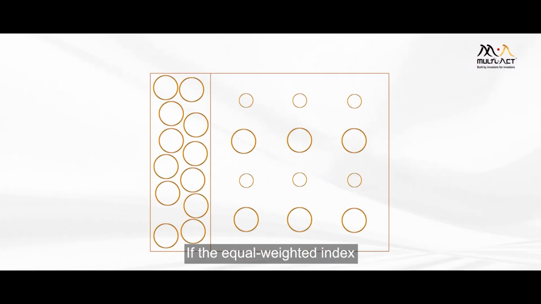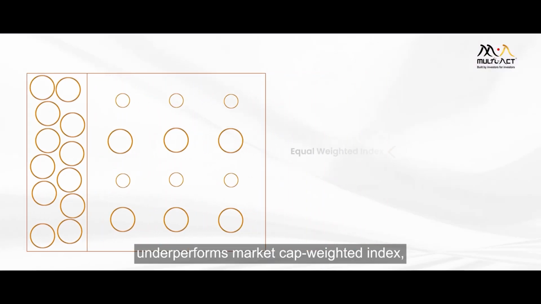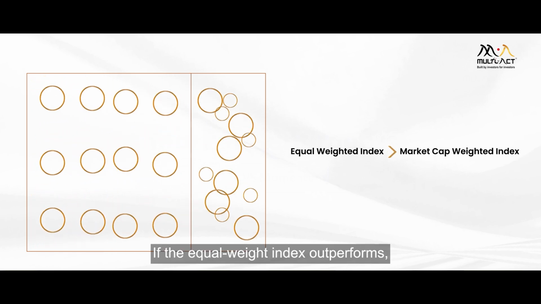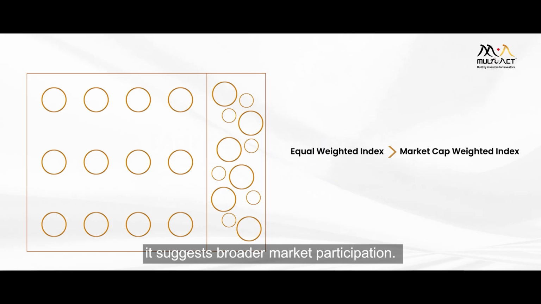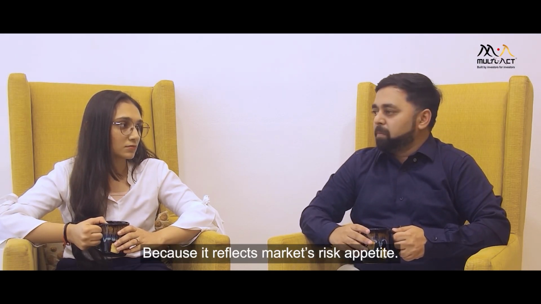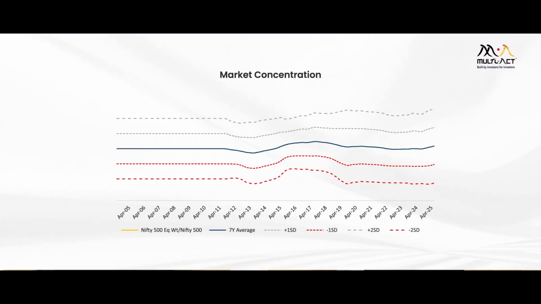If the equal weighted index underperforms the market cap weighted index, it means larger stocks are driving returns and concentration is rising. If the equal weight index outperforms, it suggests broader market participation. So why does this matter for investors? Because it reflects the market's risk appetite.